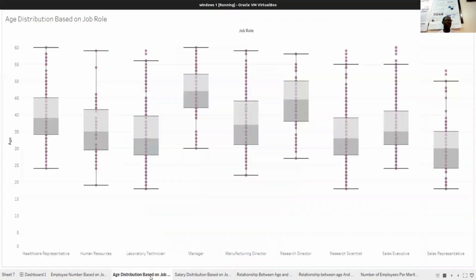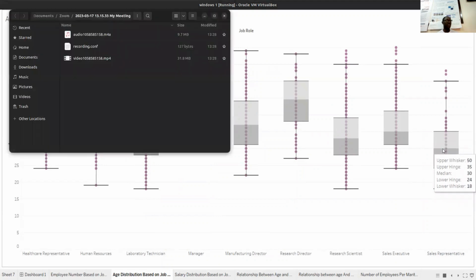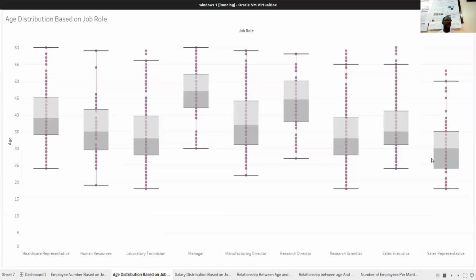And secondly, I wanted to understand the employee distribution based on age within the different roles. So we use box plots to understand that. At first glance, we can see that the sales representative job role has the youngest group of people, and the median age is 30.